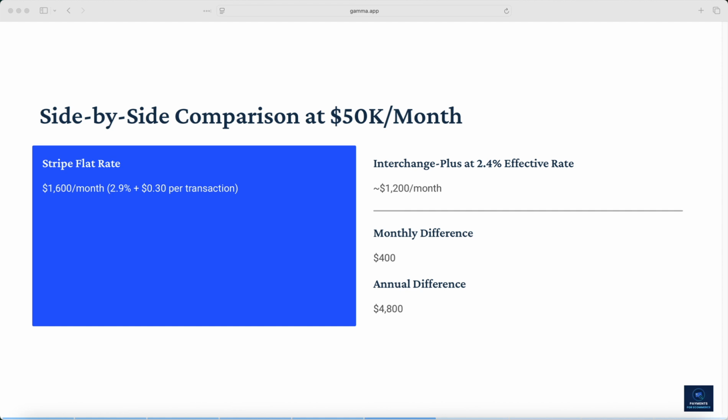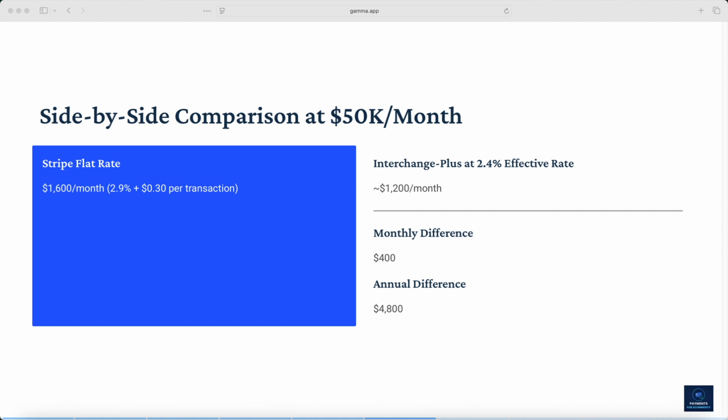Now, on an Interchange-Plus processing model, you can achieve a 2.4% effective rate. That's very, very achievable. And in that instance, you're paying around $1,200 a month. That's a $400 monthly difference. Annualized, that's $4,800 a year.